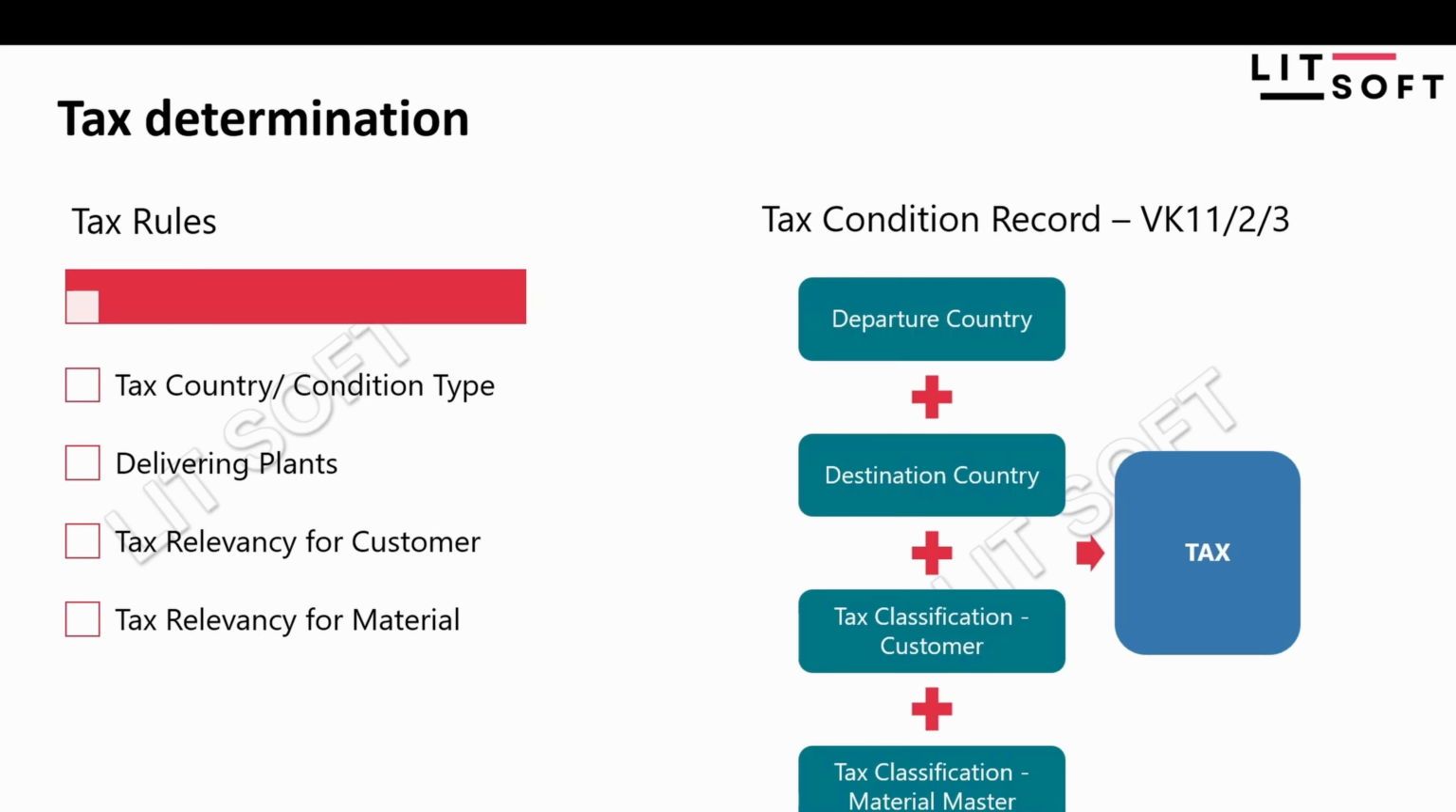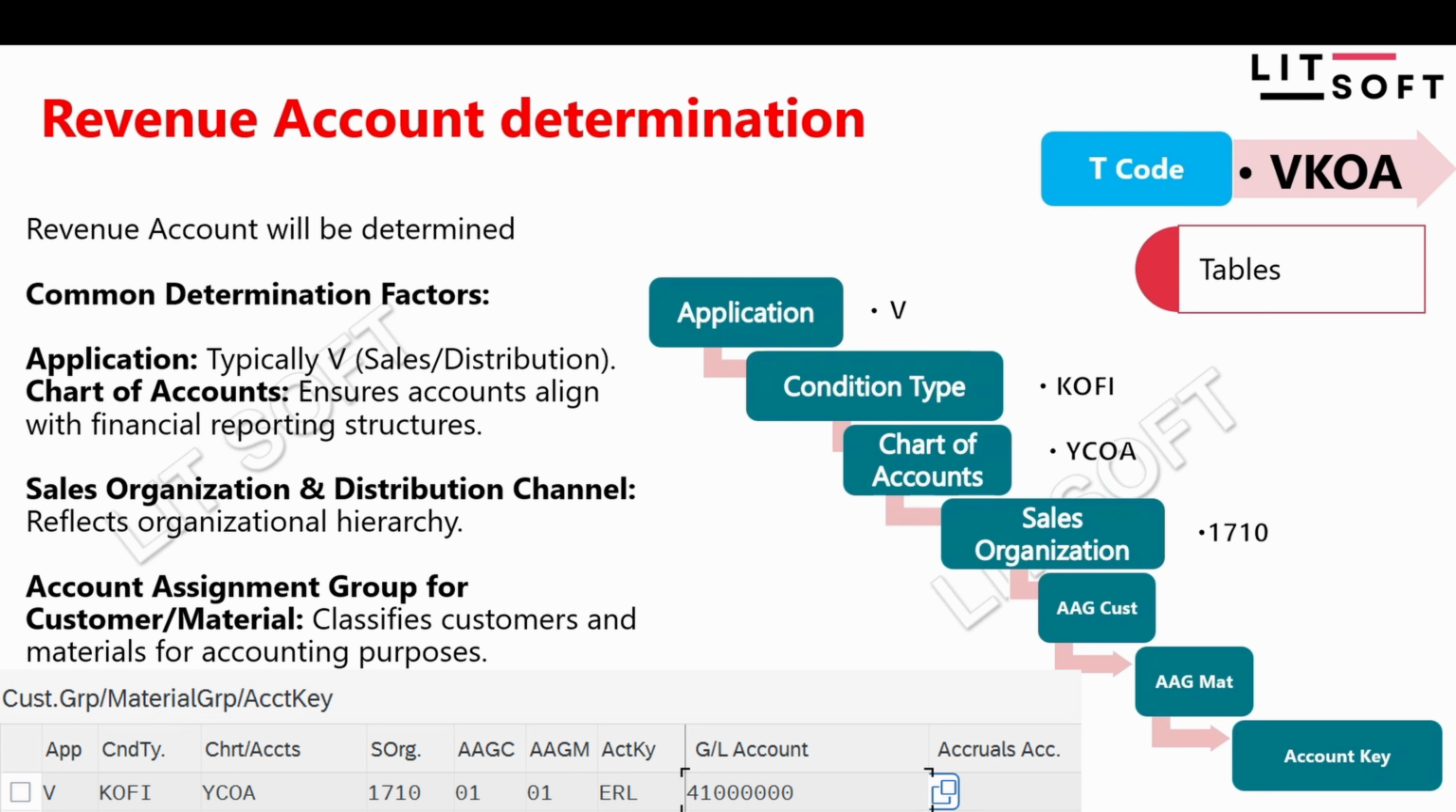Then departure country plus destination country, tax classification for customer and material master. So you will assign what kind of classification those customers have, whether with tax or without tax, and here tax will be determined. And revenue account determination, you can see here, to derive the GL account in the overall sales transaction. You can see VKOA, we can determine this.